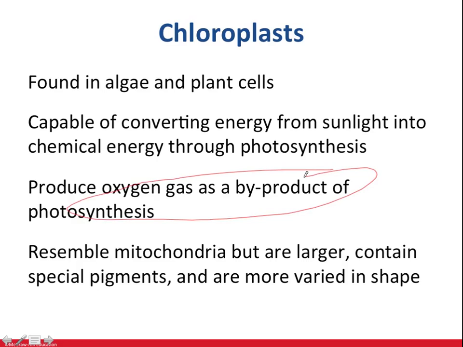Chloroplast is similar to mitochondria, but they are larger. They contain special pigments, and those pigments are the basic material for photosynthesis. Most of the pigments are green, as we can see in nature, the grass and the trees are green. However, some other pigments can also perform photosynthesis. Those pigments are either red, orange, or yellow. So they are also pigments for photosynthesis.